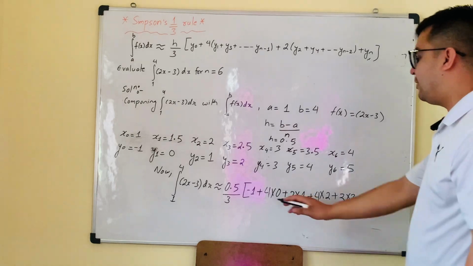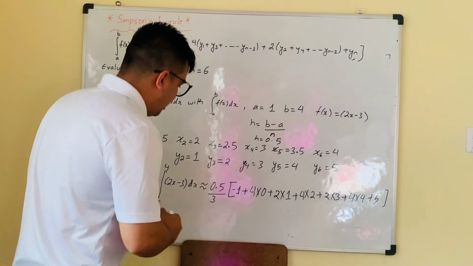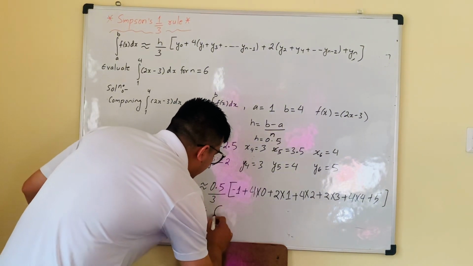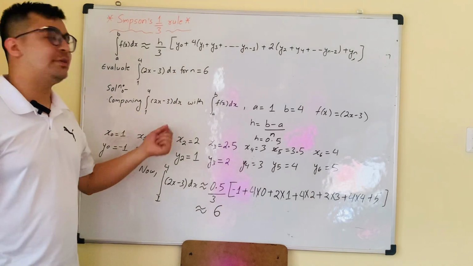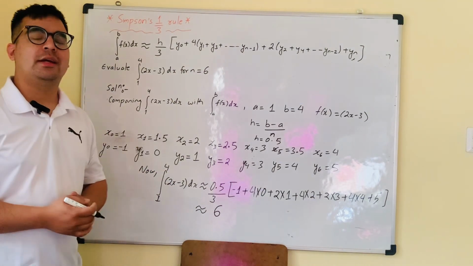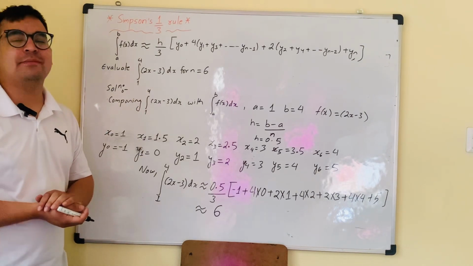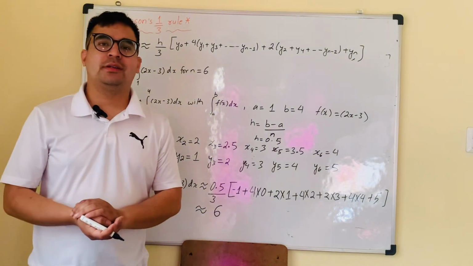Then you can easily calculate this. On solving this in the calculator, we get the answer 6. So this is the solution for this problem of Simpson's 1 by 3 rule. I hope all of you will find it easy and you will not face any problem regarding Simpson's 1 by 3 rule in your examination.